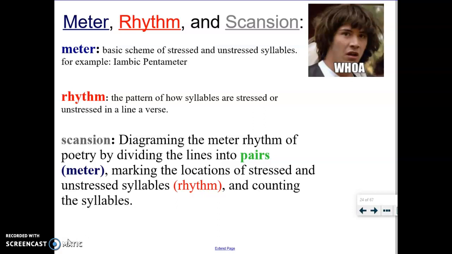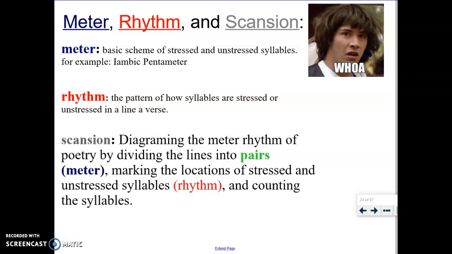The rhythm of a line of poetry refers to how the syllables are stressed or unstressed. So what's the order? Does it go stressed and then unstressed? Or does it go unstressed and then stressed? Or maybe it goes unstressed, unstressed, stressed. So meter is how the syllables are grouped, and rhythm is the pattern of whether they're stressed or unstressed. We'll also get to that in just a second.